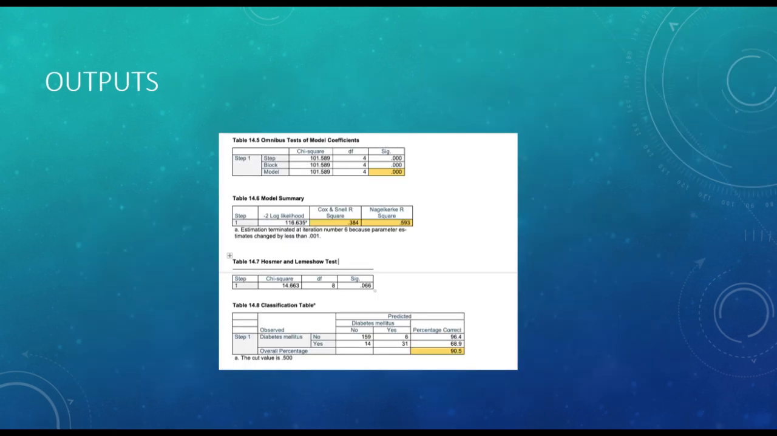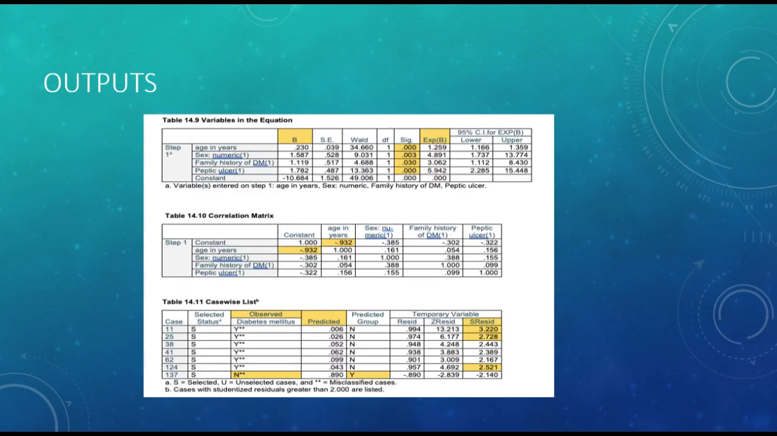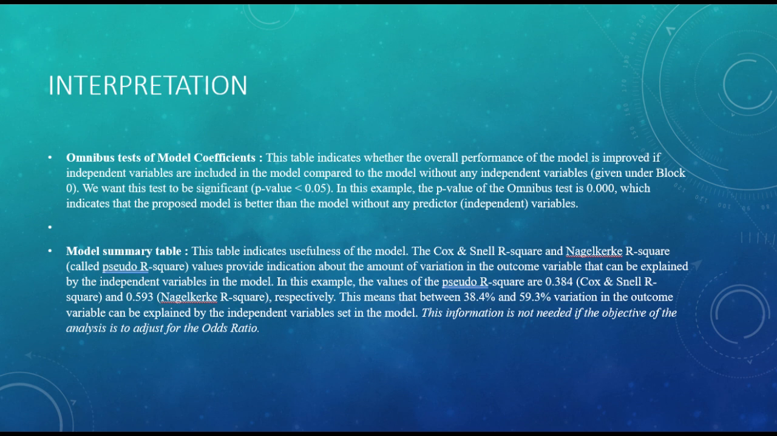Outputs. Interpretation: omnibus tests of model coefficients. This table indicates whether the overall performance of the model is improved if independent variables are included in the model compared to the model without any independent variables, given under Block 0. We want this test to be significant, p-value less than 0.05. In this example, the p-value of the omnibus test is 0.000, which indicates that the proposed model is better than the model without any predictor, independent variables.